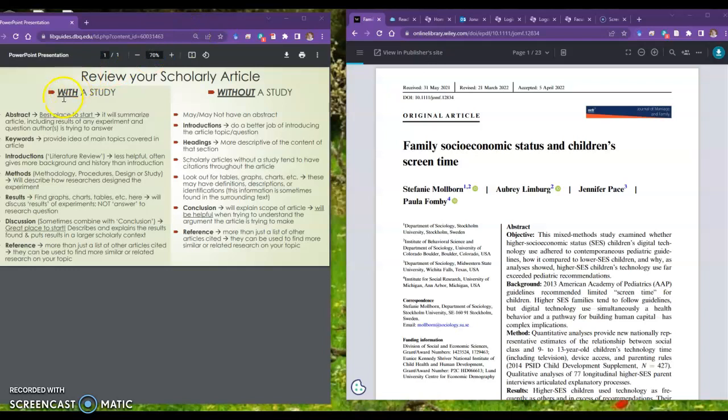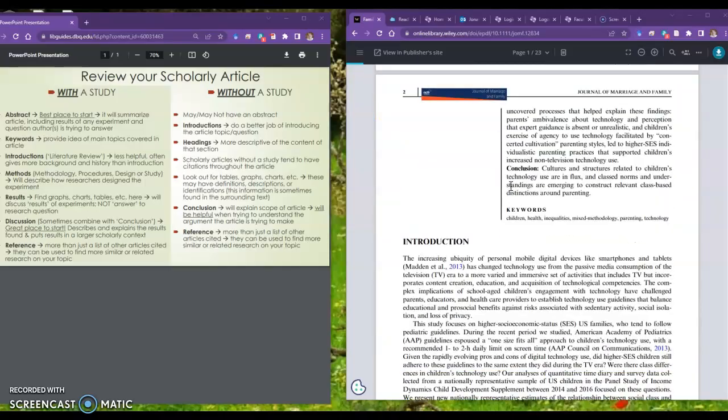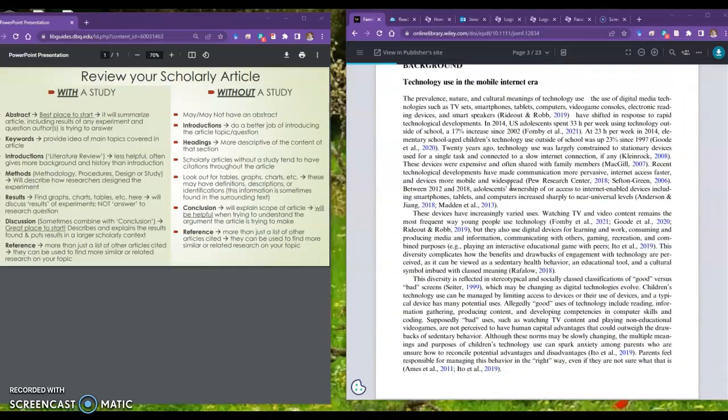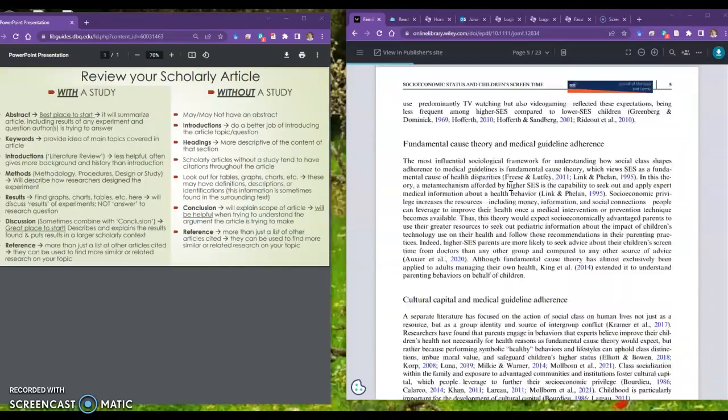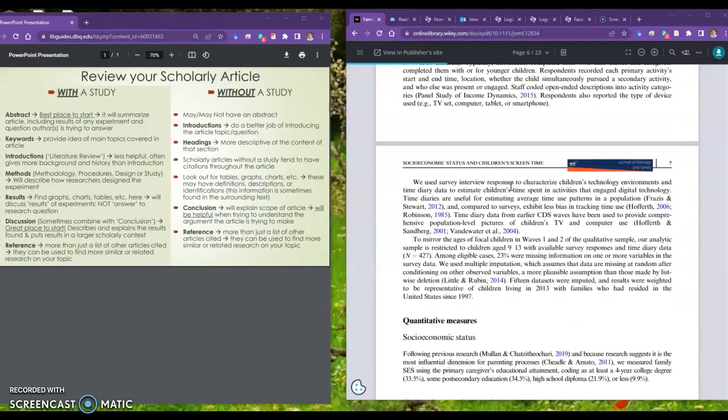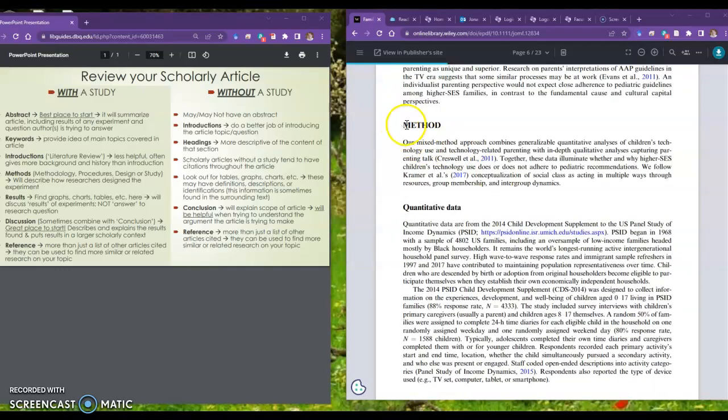So what we're going to do first is identify, remember our step 1 is, do they have a method section? That means, is it with a study or without a study? So if I look at the article here, I scroll down. If you notice, they have an introduction. They have a method section. So that means that usually when there's a method section, that's with a study.